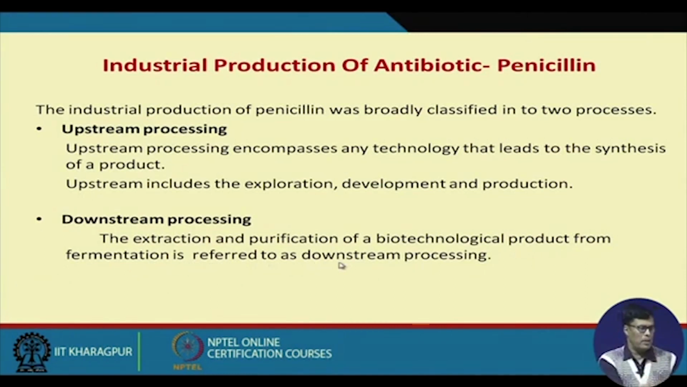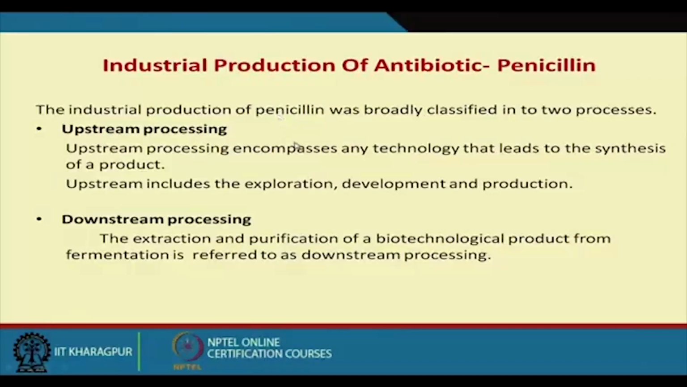So in a broader sense, I can say that in upstream processing, we develop the technology through which we can produce penicillin in the fermentation broth, and downstream processing is how we can purify this penicillin from the fermentation. But I told you that whenever we market any kind of product, it is necessary to purify the product. If you don't purify, then the value, the cost of the product will drastically reduce. If you have more purification, the cost will be higher and it will be more useful.